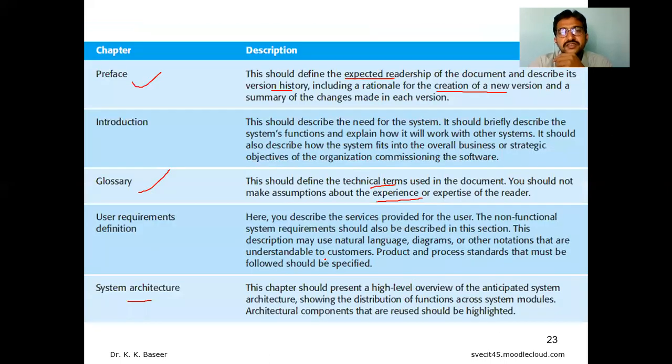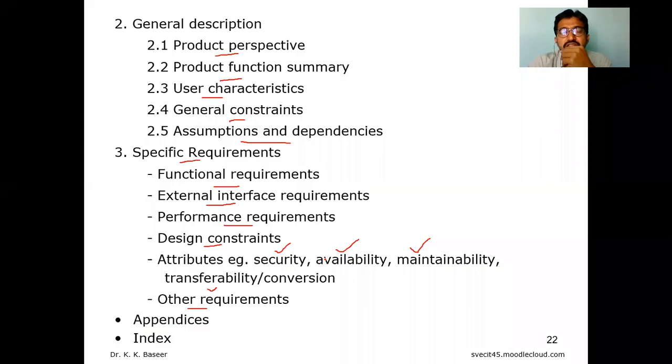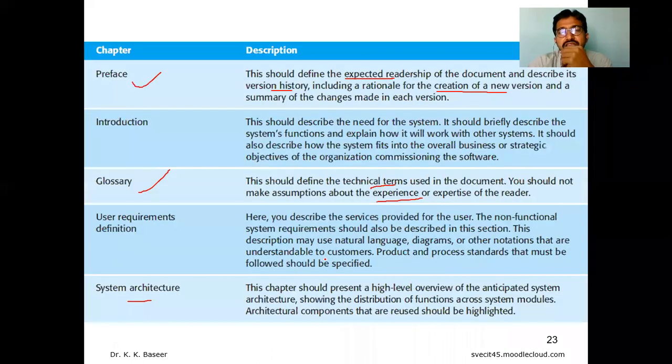So these are some of the chapters: preface, introduction, glossary, user requirement definition, system architecture, the system requirement specification, the system models, system evaluation, appendices, index. But make sure the chapters you add are closely related to your project. It's not mandatory to add each and every chapter. Whichever is required and most important, you can add. So roughly, the main points of the description you can add in the examination. So that's about the software requirement documentation.